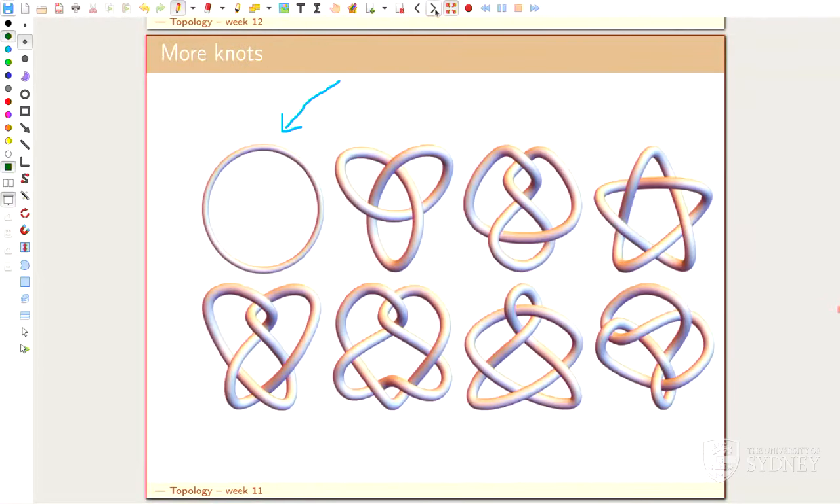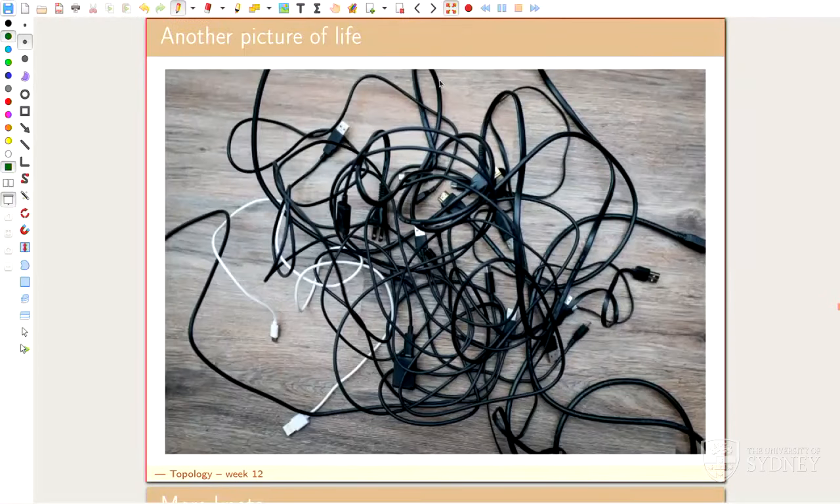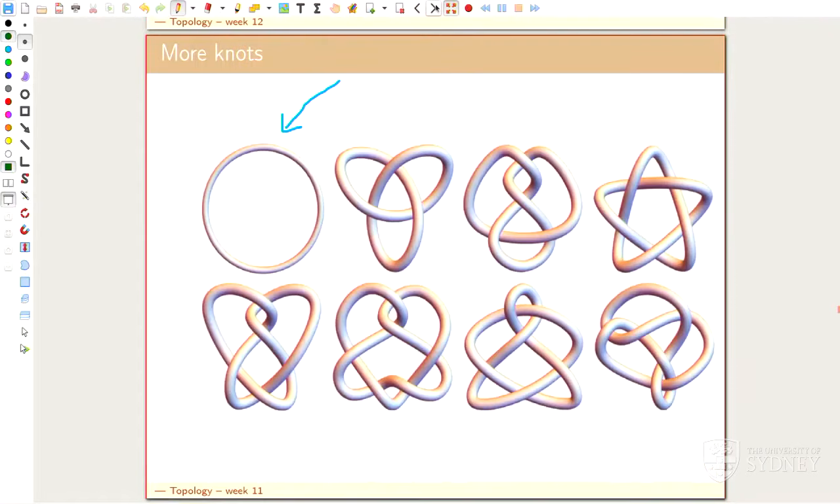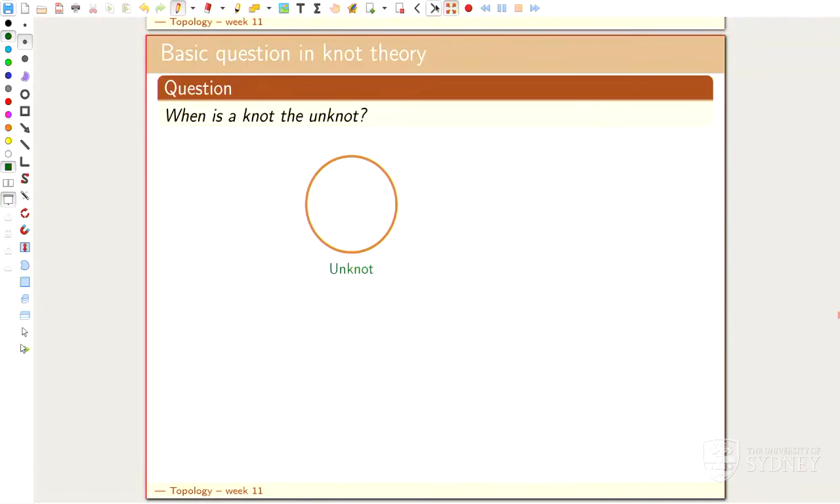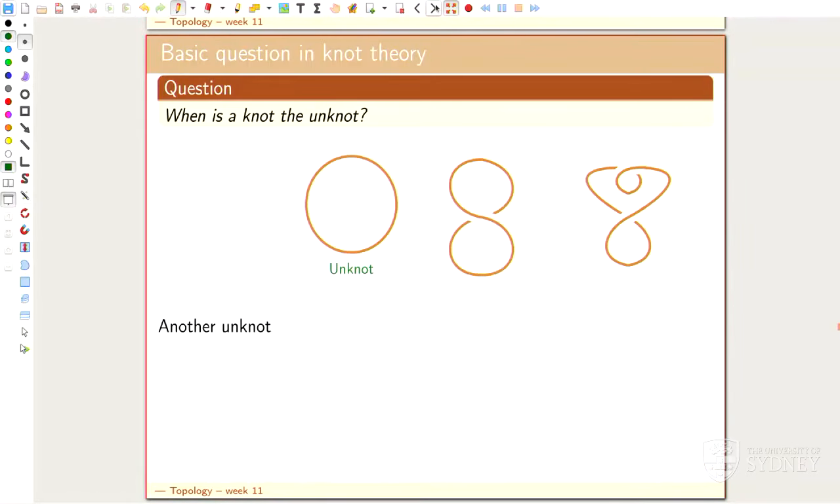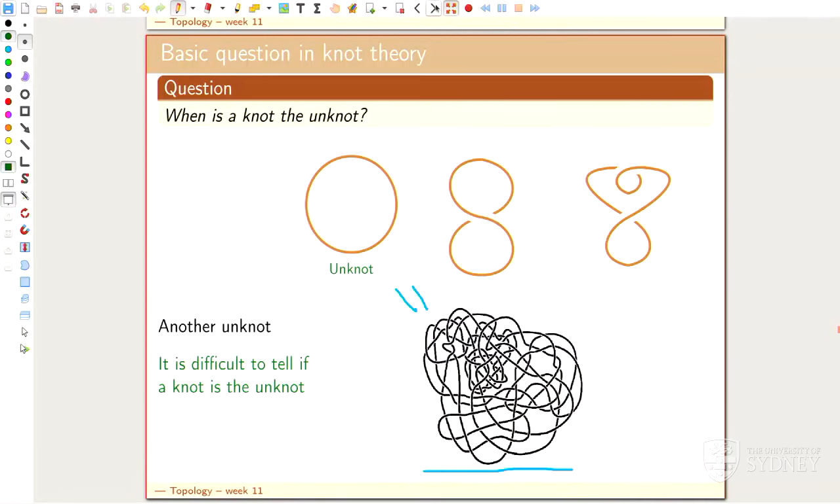So keep in mind that knots can get really complicated. Like this knotty picture of life itself, if you want. And the question is, even if they look very complicated, maybe you can undo them, maybe they're actually simpler than they are, and what we really need are some more tools to study them. And that's exactly what we are going to do in the remaining part of the lecture.